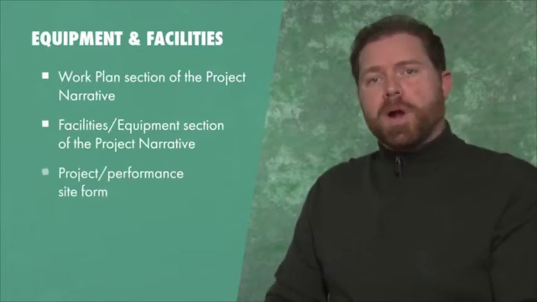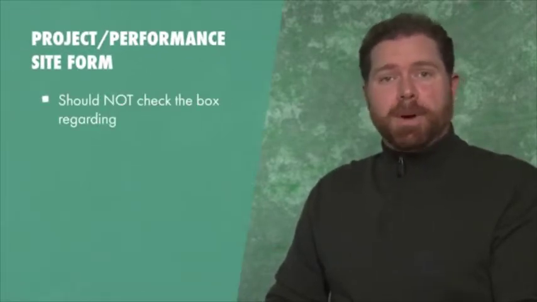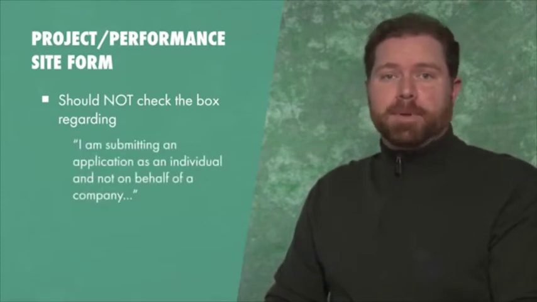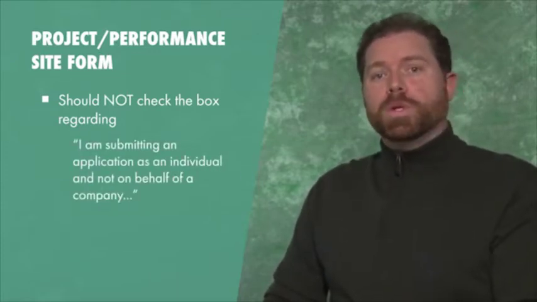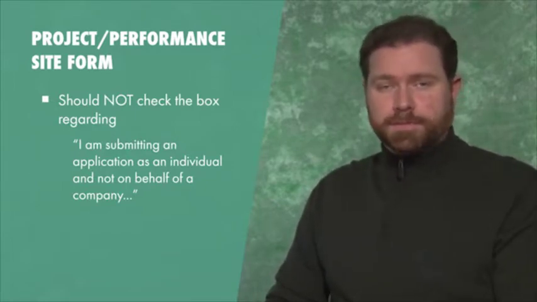3. Project Performance Site Form. This should include the address of the site or sites where the work will be performed, remembering that at least one of them has to be the small business applicant's location. DOE advises that you should not check the box regarding "I am submitting an application as an individual and not on behalf of a company," because only small businesses can receive SBIR STTR awards.